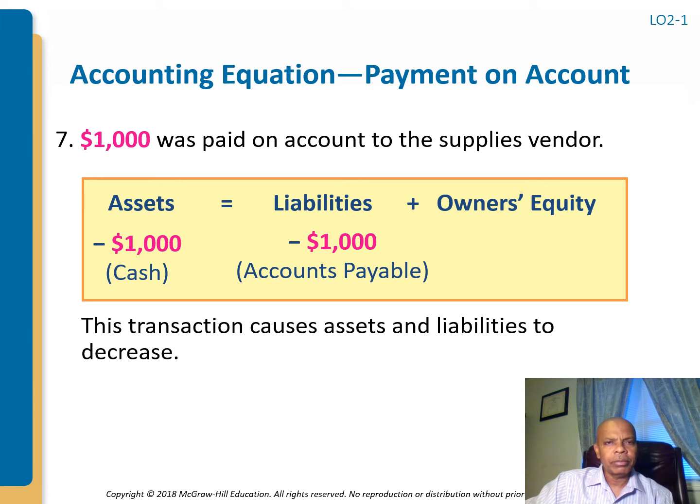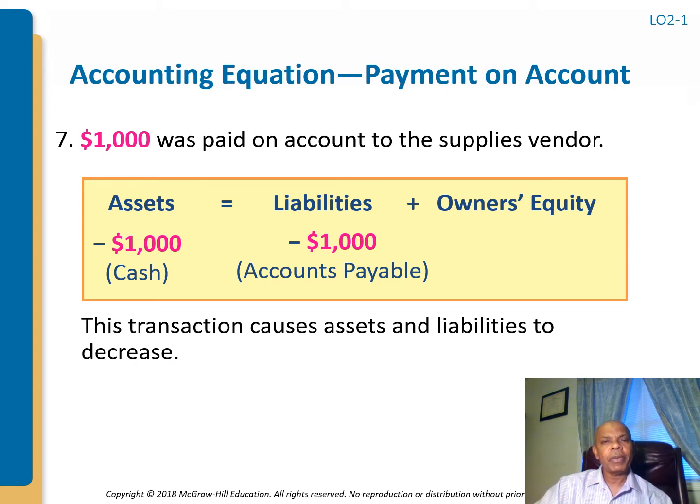Payment on account. Now remember, we purchased the supplies on account. We didn't pay at the time when we bought it, so we had to pay later. That's the accounts payable. That's the liability side. When we purchase supplies, we increase the liabilities, and at the same time, we increase assets.